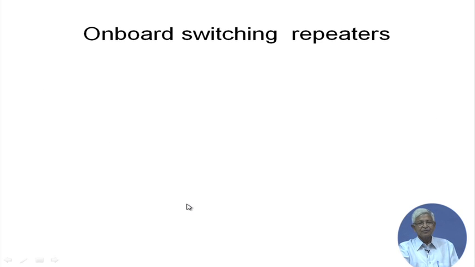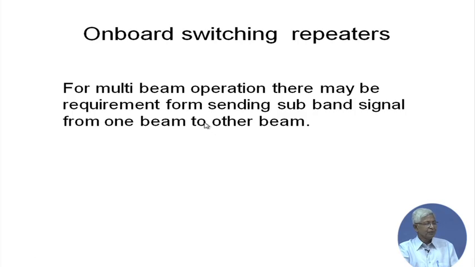Now, what we described is a simple conversion of the frequency, called a bent pipe or transparent transponder, but in some cases more complex transponders are used, which have onboard switching capacity. We will start the discussion on this in the next class.